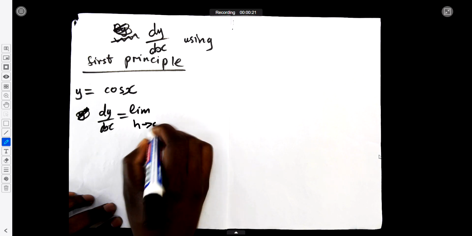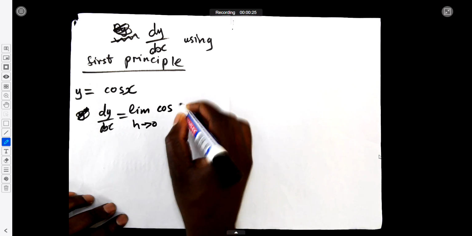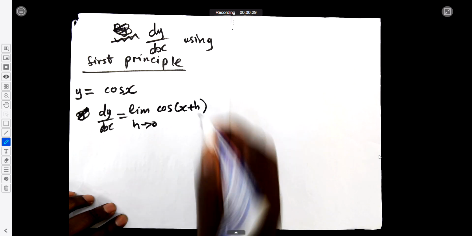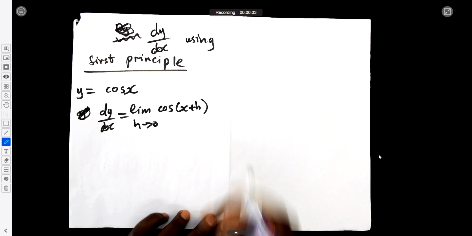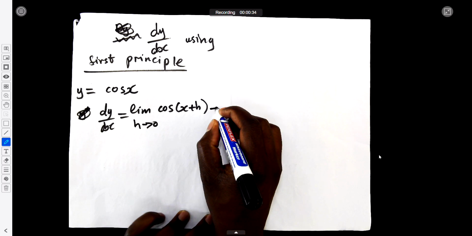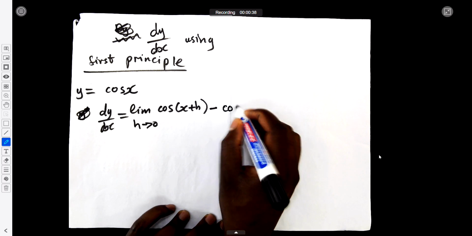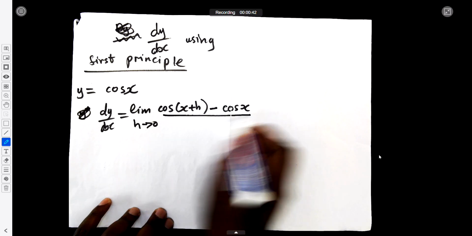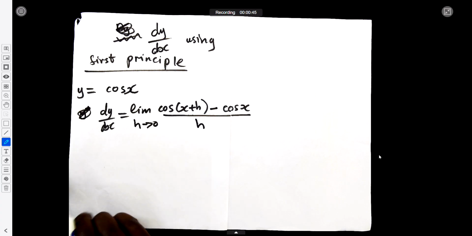Now from first principle, we must take the limit as h approaches 0. Where there's x, we must substitute x plus h. Therefore, we must subtract f of x, isn't it, which is cos x. That's all divided by h.